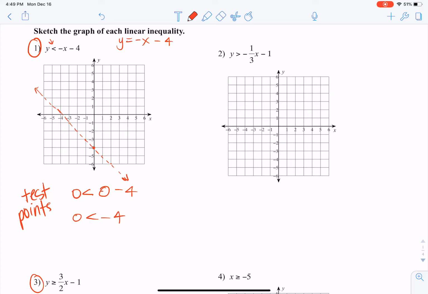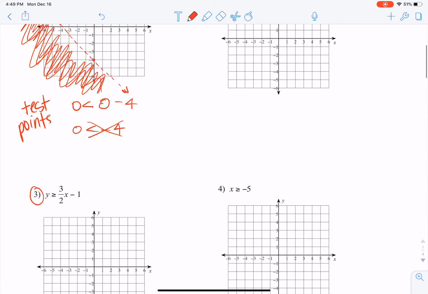Is this true? Is 0 less than negative 4? No, this is not true. So since 0 is over here, I will shade on the other side where 0 is not. So these are all of the values where my y is less than negative x minus 4.